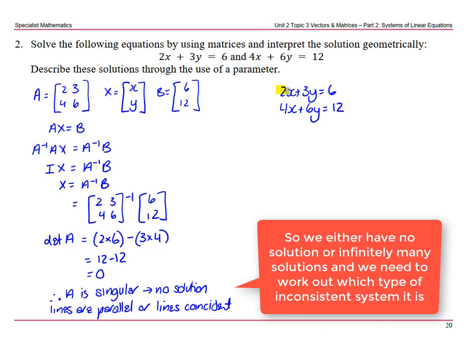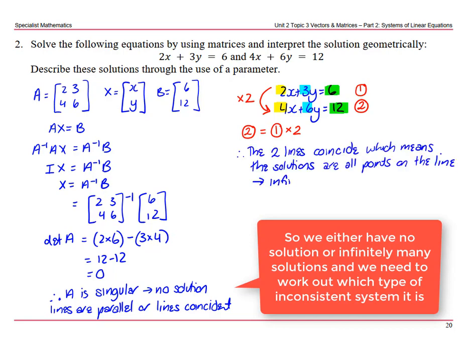Now, if you look at the corresponding coefficients and look at the constants, what you should see is that the second equation is just the first equation times by 2. So if I label that 1 and 2, 2 is equal to equation 1 times 2. So that means the two lines coincide, which means the solutions are all points on the line. So there are infinitely many solutions.